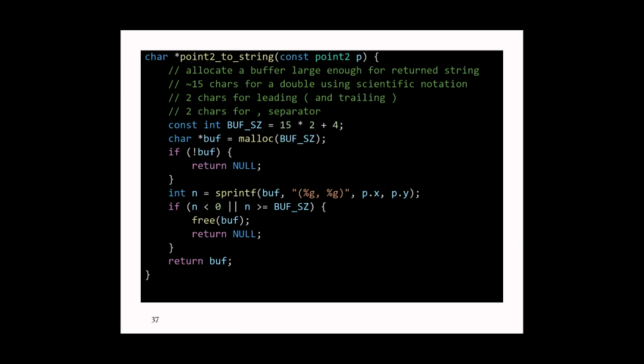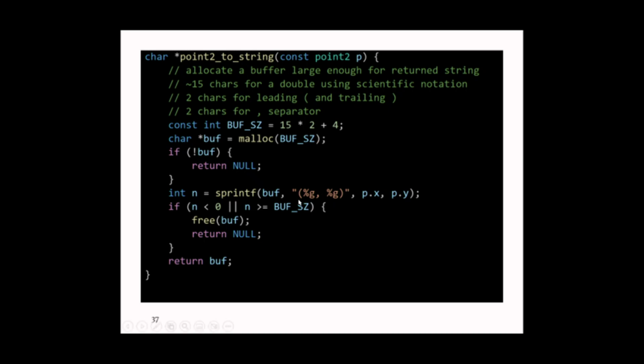Okay, so if this succeeds, I'm going to use this function called sprintf to print the point into my string. So that's what the S indicates here. Printf prints to standard output. sprintf prints to a string. So sprintf prints to the string that's buff.